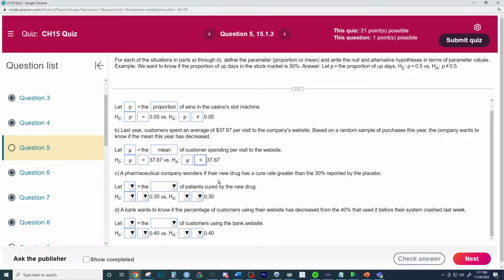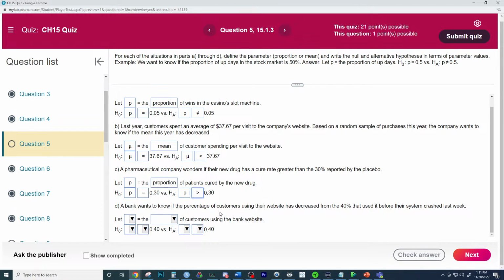A pharmaceutical company wants to know if their new drug has a cure rate greater than 30%. So that's the proportion of people who are cured, the true proportion of people who are cured. P is true proportion. That's what they want to understand. And the null would be that it's the same, and they want to know if it's better, so we want to know if it's increased.